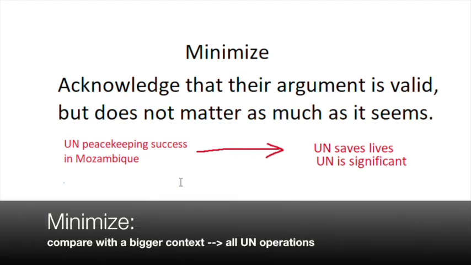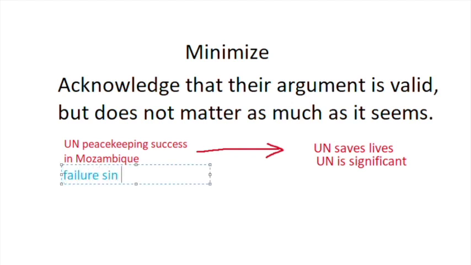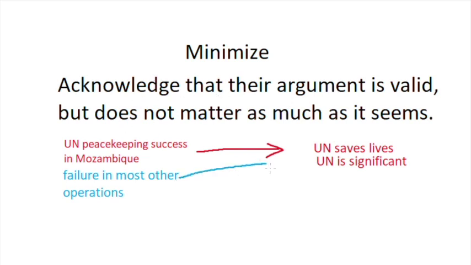To minimize this, you want to compare it to something of much bigger magnitude. In this case, you can mention the UN's failures in most other operations, such as in Syria, Ukraine, and Rwanda. So you can show the judge that the UN's successes are minor compared to its general failure in peacekeeping. You want to show the judge that your opponent's argument doesn't really matter. Here you're showing that the UN's successes are too few that they're almost negligible. By providing overwhelming evidence that supports your side, you're minimizing the significance of the UN.